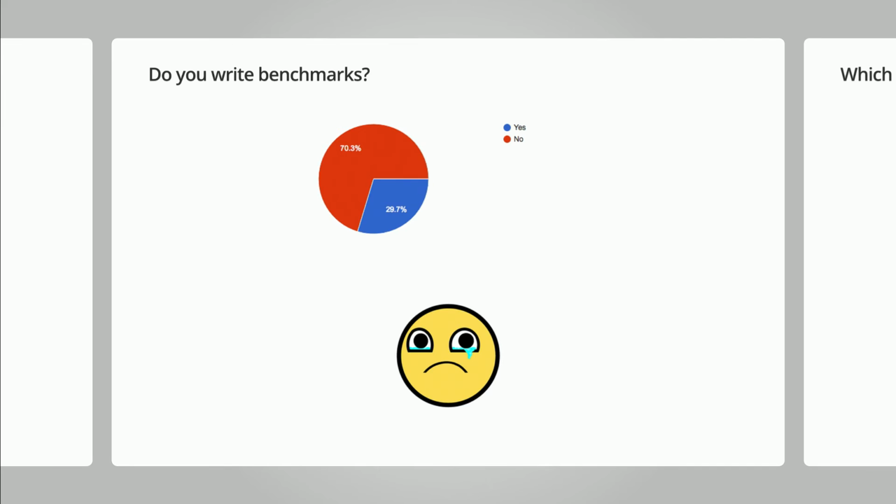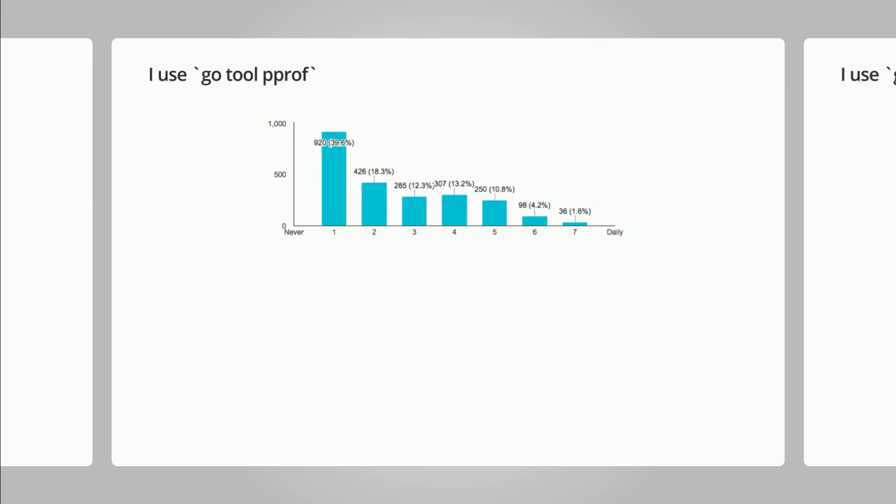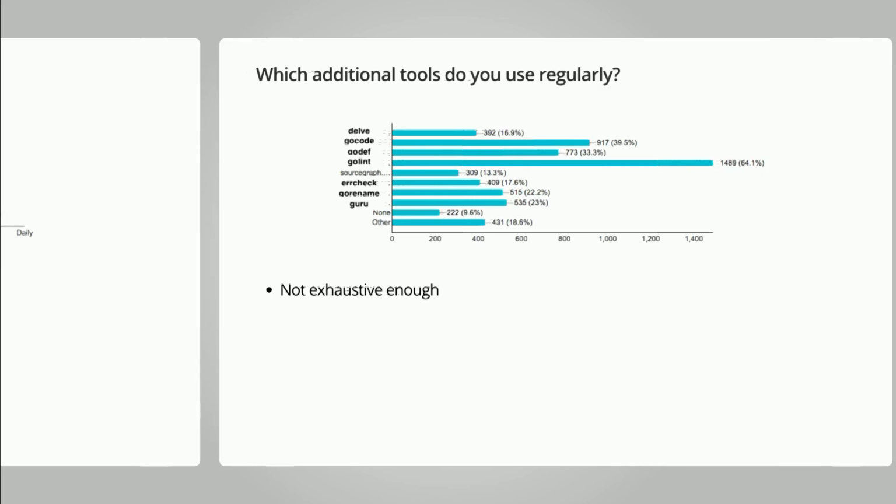Because every time when I was learning Go and I would ask, is this faster or that faster? Every wise person would tell me, well, have you written a benchmark? And now I try to write benchmarks as often as possible. CI systems, it's pretty spread out. Pprof: on the left side we have never, and on the right side we have daily, so I'm also surprised by this. It's even worse for trace. These are tools I think you should look into if you don't use them. They're really good tools.